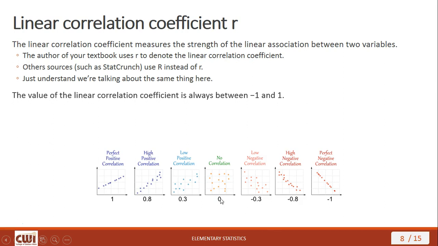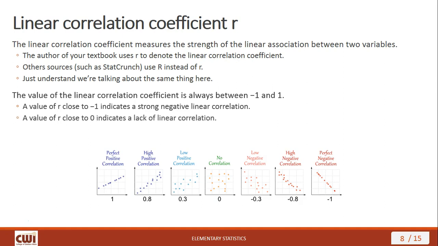Notice in the middle, we have 0, which is directly between 1 and -1. Here we have absolutely no correlation whatsoever. So the closer our R value is to 0, the less correlated our variables will be with each other. So, just to review, a value of R close to -1 indicates a strong negative linear correlation. A value of R close to 0 indicates a lack of linear correlation. And a value of R close to 1 indicates a strong positive linear correlation.